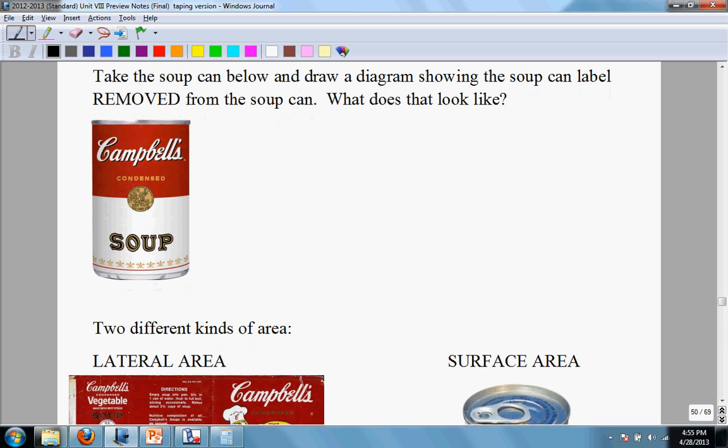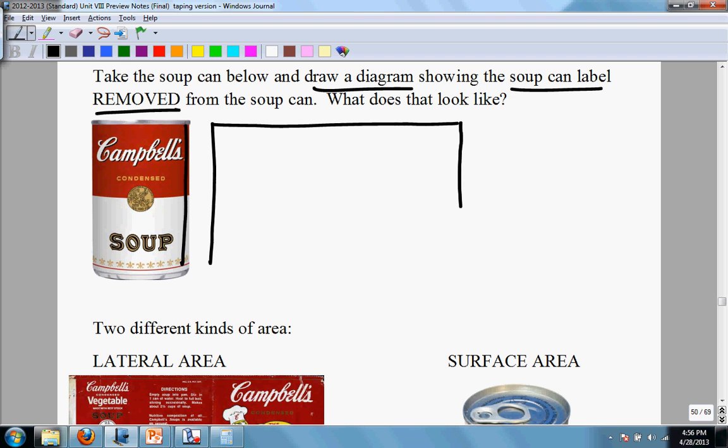Now what I'd like you to do is imagine a soup can. I'm going to take that soup can and you're going to draw a diagram showing the soup can with the label removed. So if you were to take that label and slice it off right here at the edge, you should recognize that if we were to pull that label off, it would just be a rectangle. This is going to illustrate this can with this label. This would be the label, the soup label.